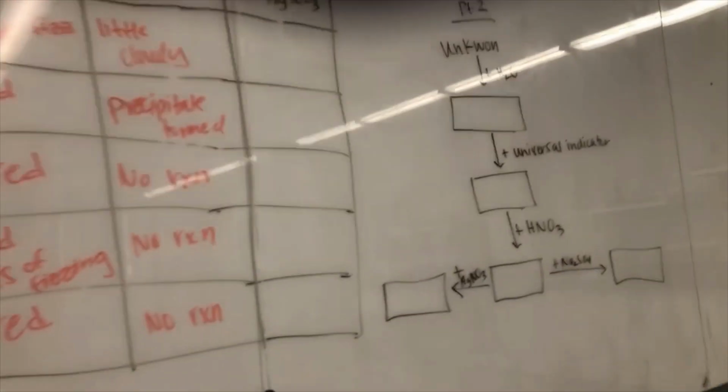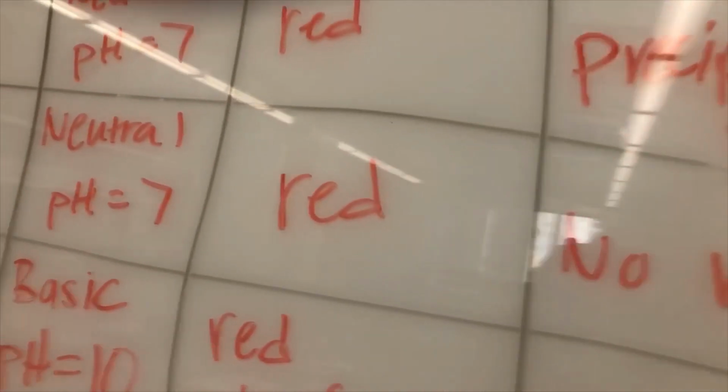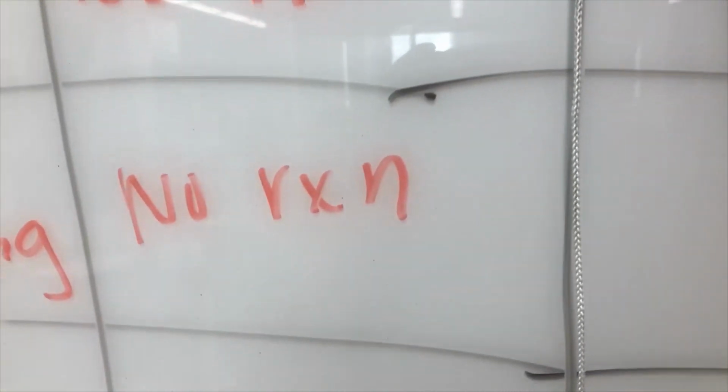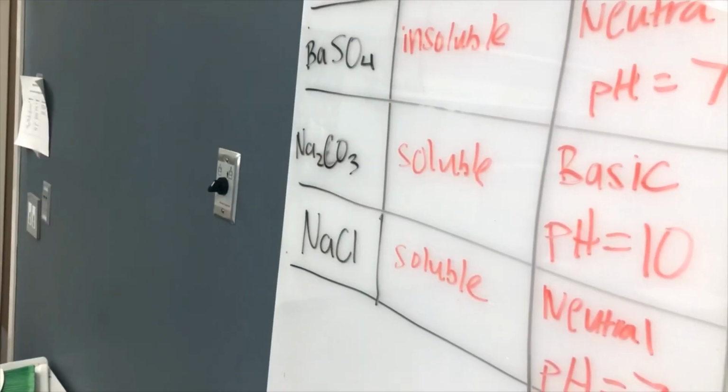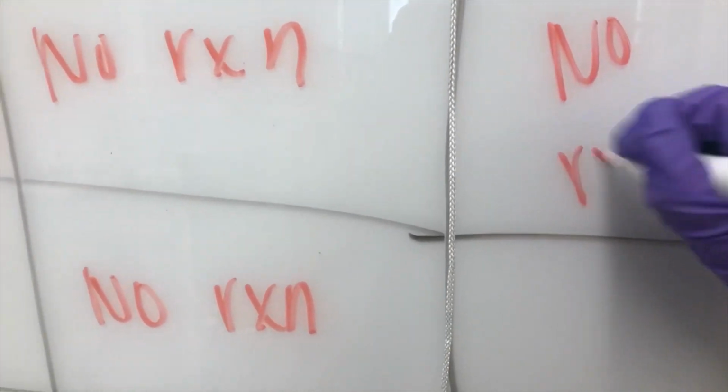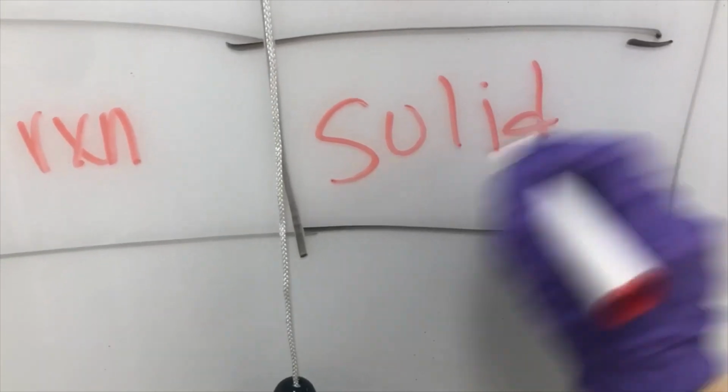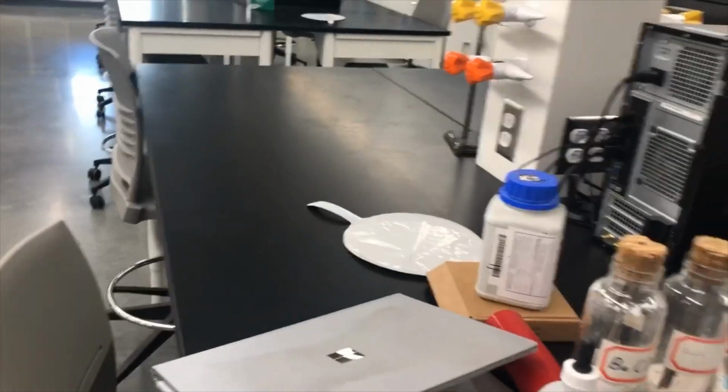So, coming on over. Barium carbonate, no reaction. Sorry, I keep misspeaking. Barium chloride, solid formed. Barium sulfate, no reaction. Sodium carbonate, no reaction. And then lastly, sodium chloride, lots of solid formed. So that is part one.